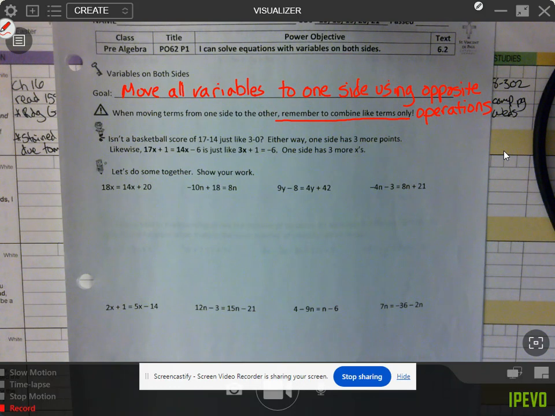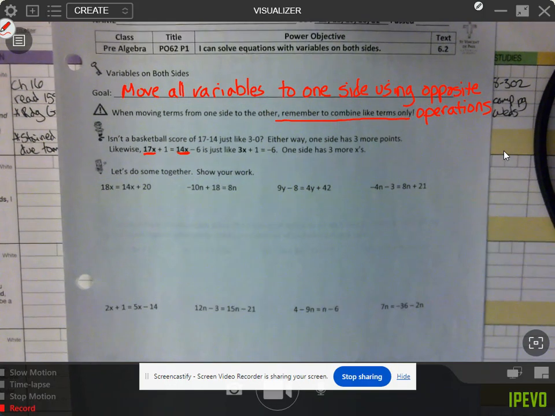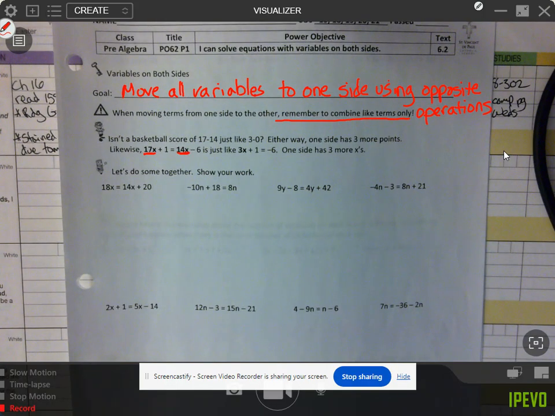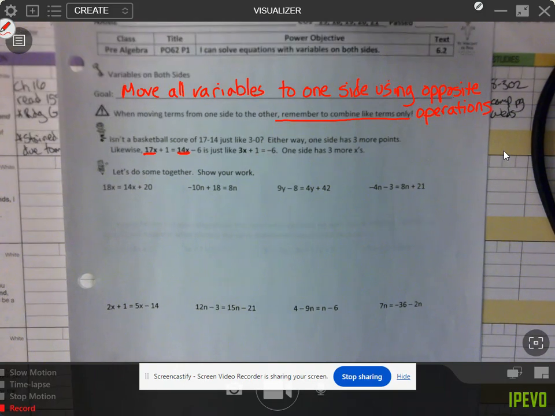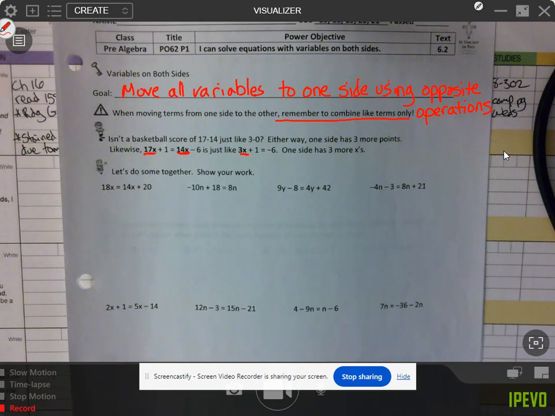So they moved that 14x over and combined it with the 17x using opposite operations. It was a positive 14x, so it had to become negative 14x. We subtracted 14x from each side, and we got 3x. So to finish this up, what would we do to find out what x equals?